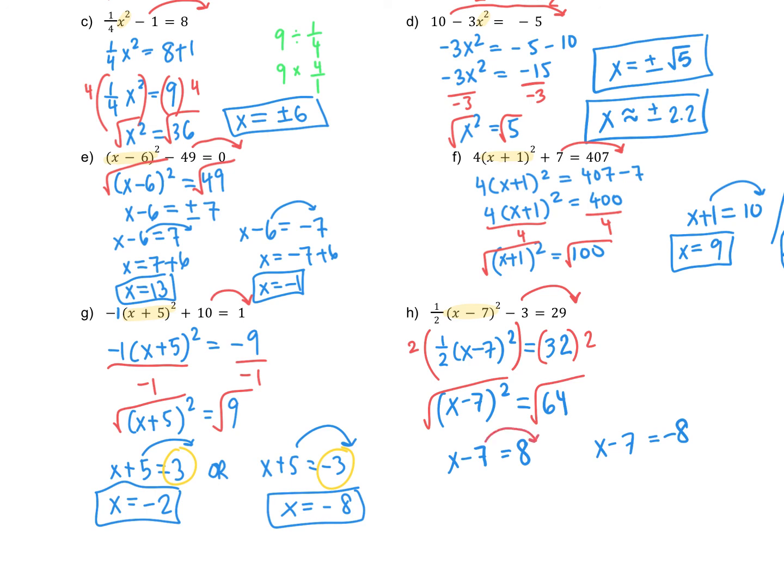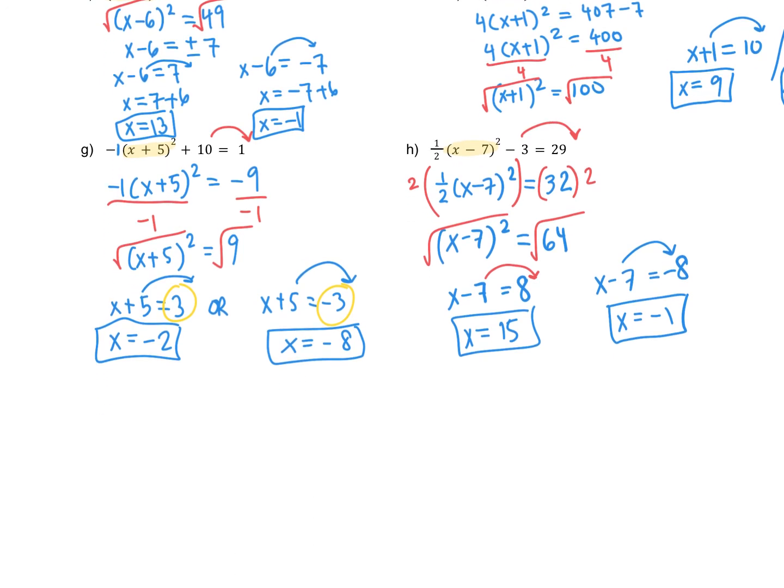Now when you bring the negative 7 over, you're going to have 8 plus 7, which is 15. When you bring it over in the other scenario, you're going to have negative 8 plus 7, which is negative 1. And there it is. That is how you solve a quadratic equation by isolation. But again, you can only use this method when your equation has a single x squared with no x.